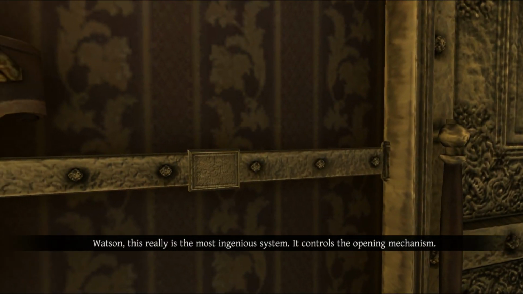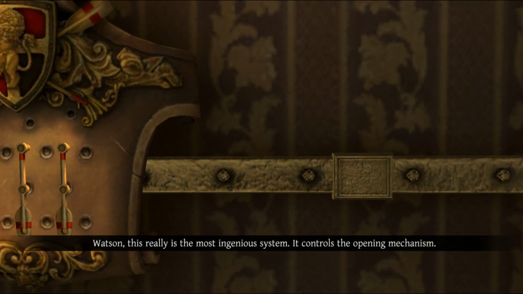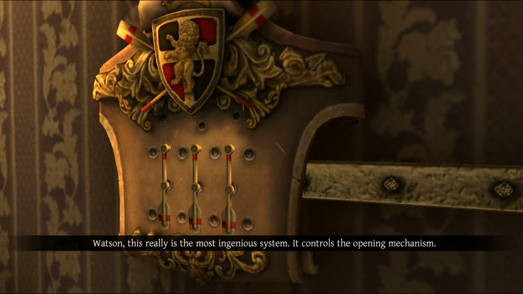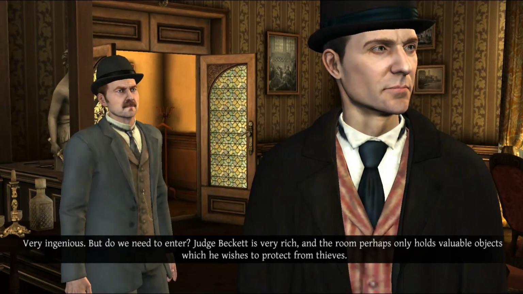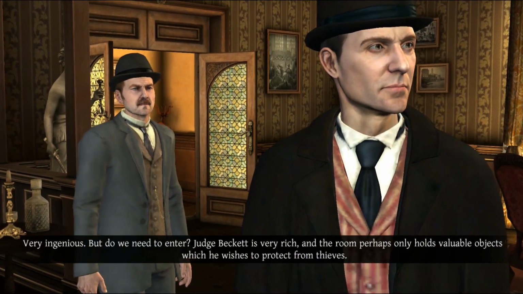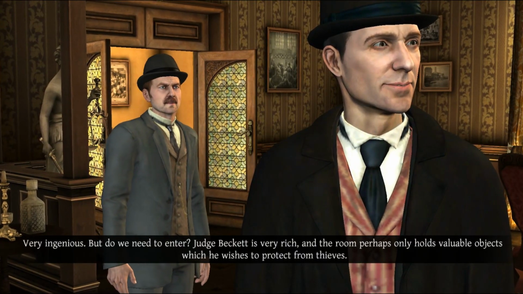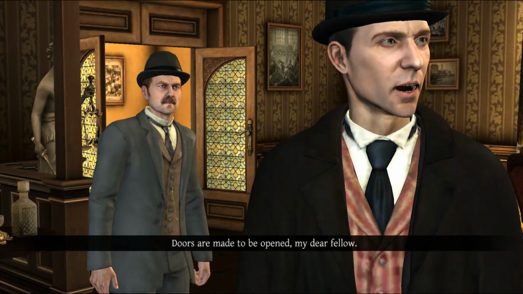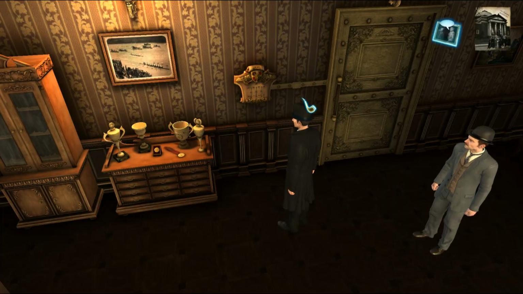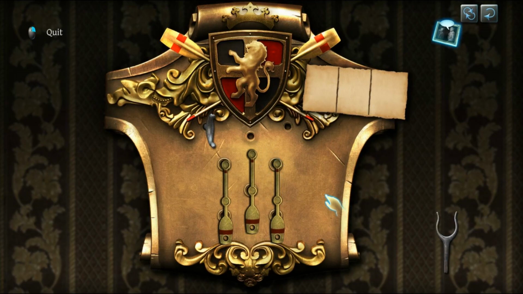Watson, this really is the most ingenious system. It controls the opening mechanism. Very ingenious. But do we need to enter? Judge Beckett is very rich, and the room perhaps only holds valuable objects which he wishes to protect from thieves. Doors are made to be opened, my dear fellow. Yes. You should have said that to begin with.